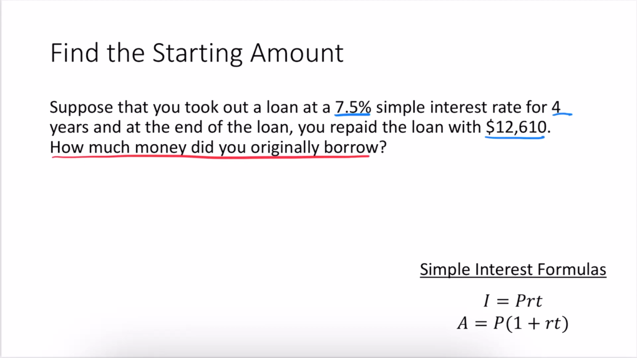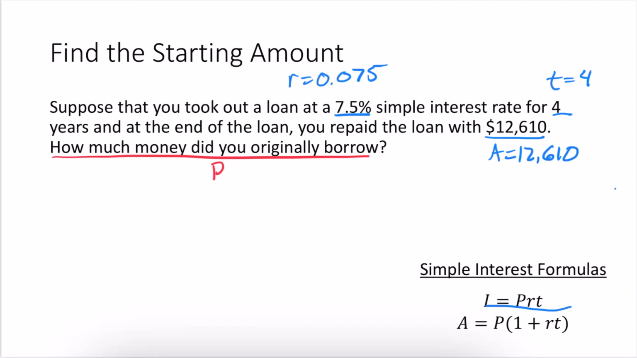So once again, we're looking for P because that's the amount we originally borrowed. And then the 7.5% is our interest rate, which I can write as a decimal. And then the time is going to be 4 years. And the amount at the end of the loan is going to be $12,610.